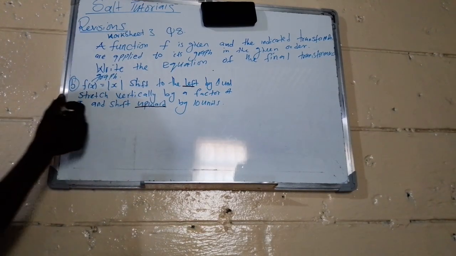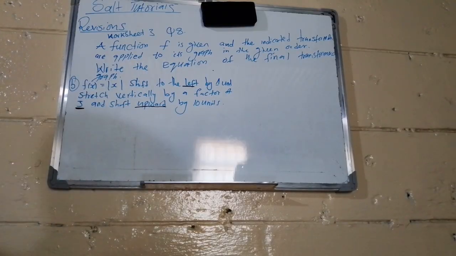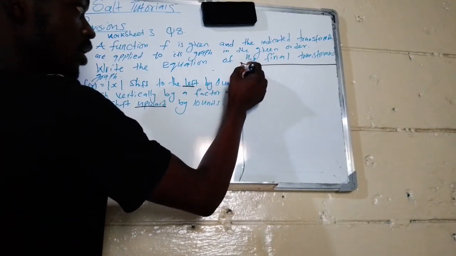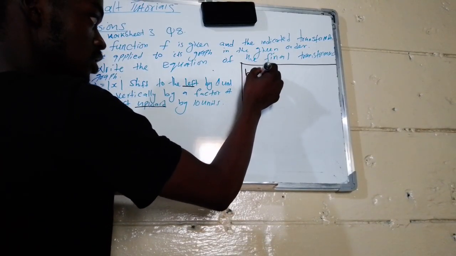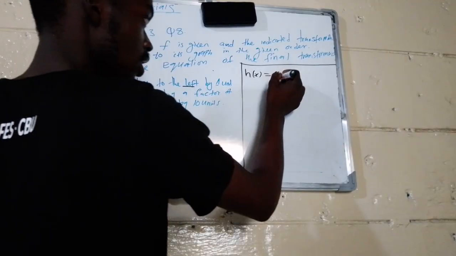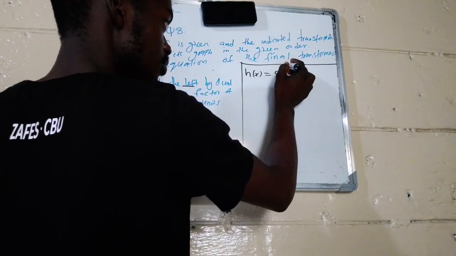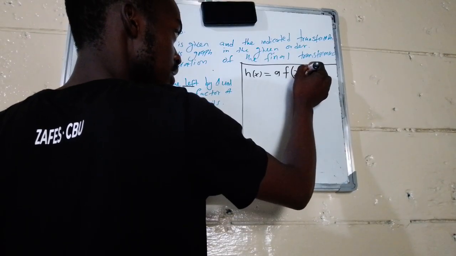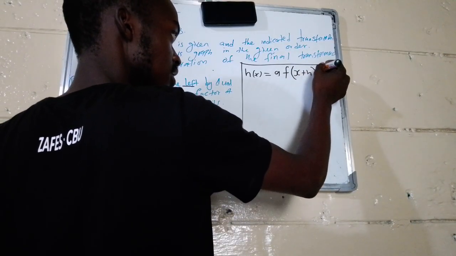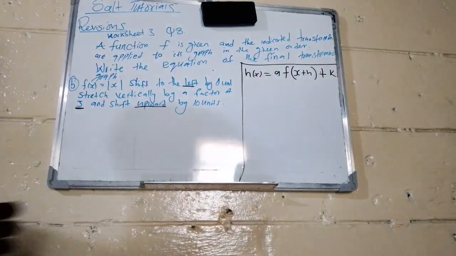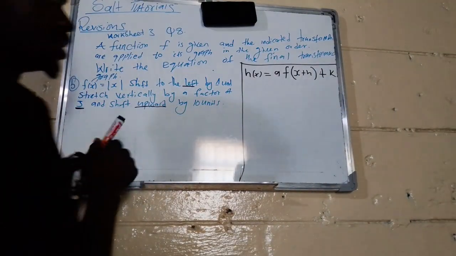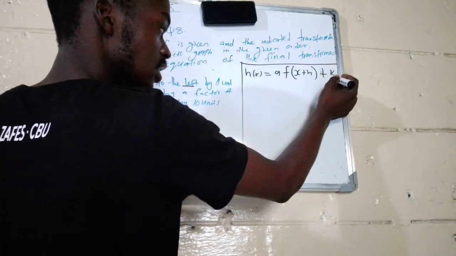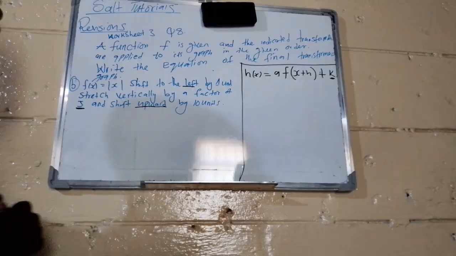But what do we mean by the stretches? So basically what is happening here is that we know that we can have a situation whereby this h of x can be equal to a f of x plus h, and outside the function there can be a plus k. So what does this indicate? The addition outside here means it is the up or down shift, the plus k.